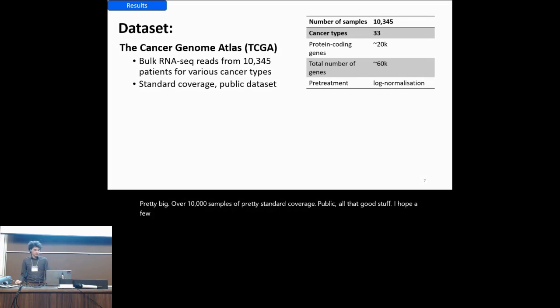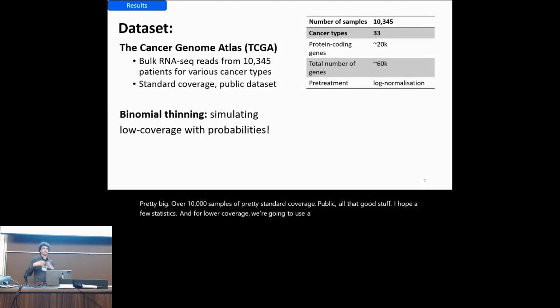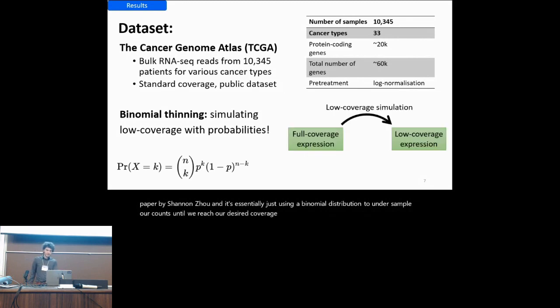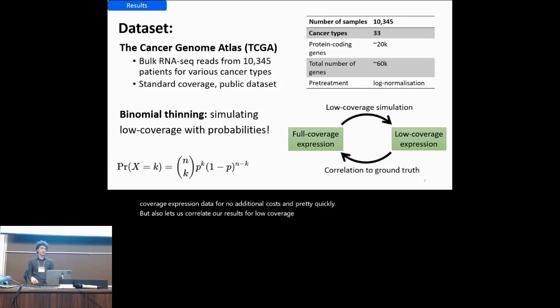And for lower coverage, we're going to use binomial fitting to simulate lower coverage versions of the data set. This is the kind of thinning that was used in the paper by Shen and Zhao. And it's essentially just using a binomial distribution to undersample our counts until we reach our desired coverage level. This allows us to not only get low coverage expression data for no additional costs and pretty quickly, but also lets us correlate our results for low coverage data directly to the results we should get at full coverage, giving us a sort of ground truth, which would be much harder to do if we sequence completely new data at low coverage.